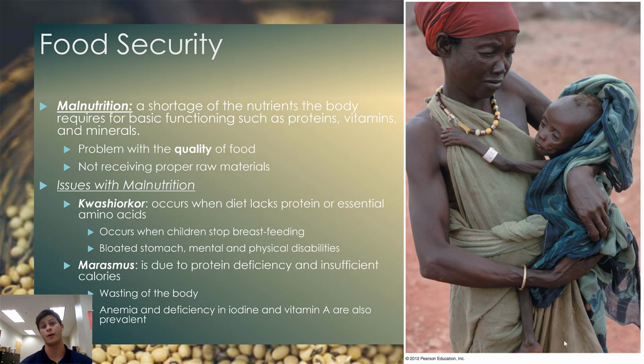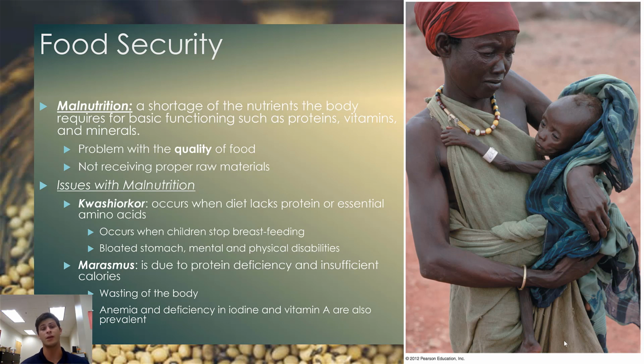Now, there are several issues associated with being malnourished. The first is something called kwashiorkor. Kwashiorkor is a nasty condition that occurs when the diet lacks proteins and essential amino acids. These are going to be the building blocks that your body needs to grow and repair itself. Proteins are fundamental for a number of our body's metabolic functions. And this is really common when children in impoverished and very food insecure countries stop breastfeeding, so they stop getting a number of different nutrients that is provided in their mother's breast milk. Now, conditions associated with kwashiorkor include a bloated stomach and enlarged liver, basically different types of mental and physical abnormalities and disabilities, and it can be a really nasty condition.